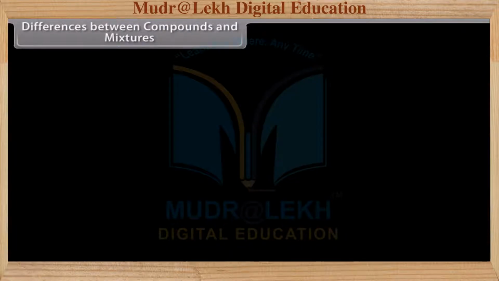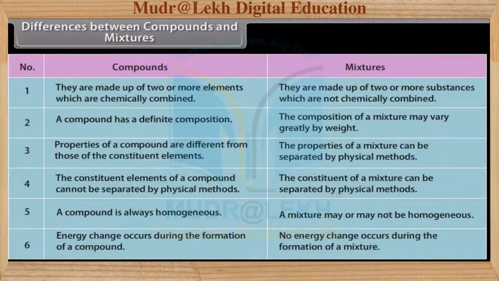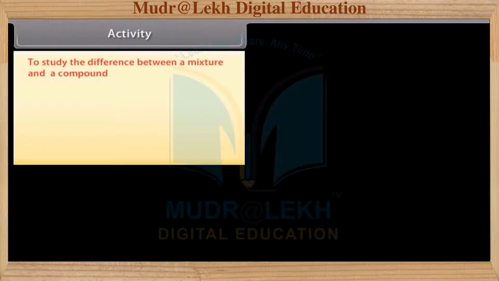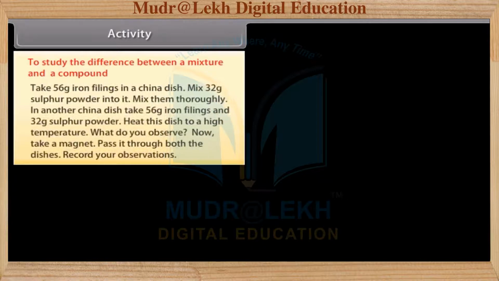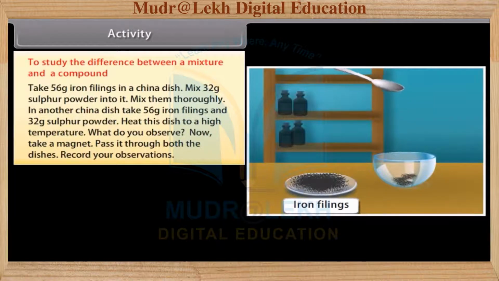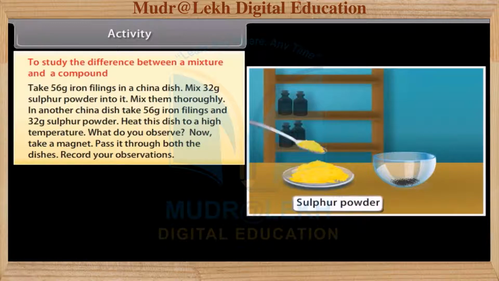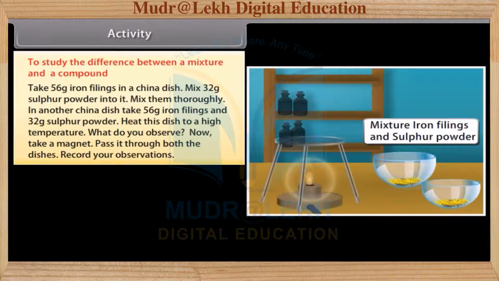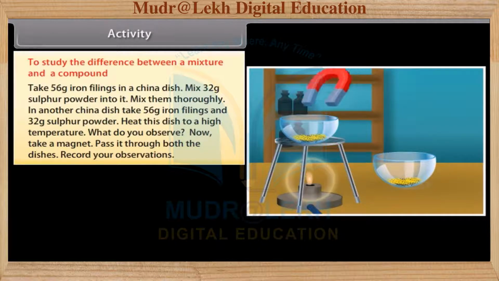Differences between compounds and mixtures. Activity. To study the difference between a mixture and a compound, take 56 gram iron filings in a china dish. Mix 32 grams sulfur powder into it. Mix them thoroughly. In another china dish, take 56 gram iron filings and 32 grams sulfur powder. Heat this dish to a high temperature. Now take a magnet. Pass it through both the dishes.